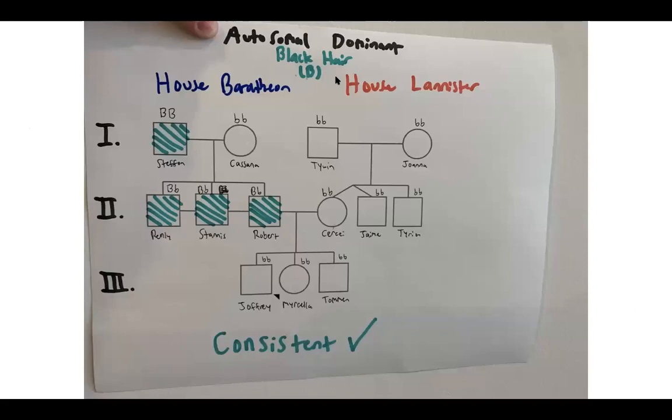So for this, we looked at black hair, since this is a common theme within the show, to look at black hair or blonde hair to determine whose kid is who actually. So first, we have autosomal dominant, and as you can see, it is consistent with everyone being able to have the correct phenotype and the correct genotype to then make the kids in the third generation all line up and match.